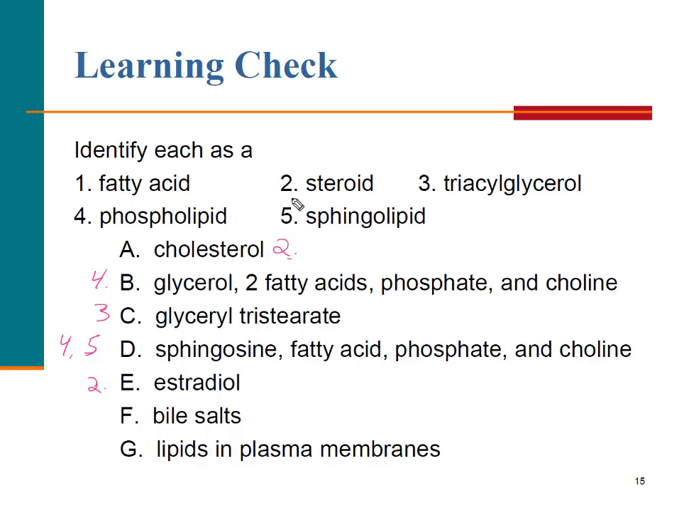Bile salts, also steroid. Lipids in the plasma membrane. All right, well, there's a couple things here. Primarily it's 4, right? The phospholipids, remember, had the polar head group that contained the phosphate and amino alcohol, and then 2 fatty acids. But we also have steroids, and you'll see this in just a moment. It could also be 2 because cholesterol is also found in the cell membrane.